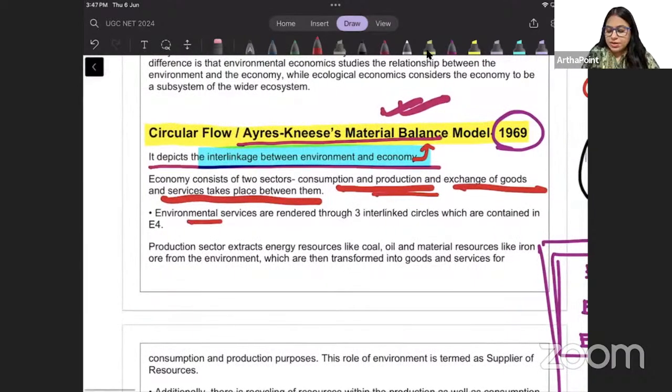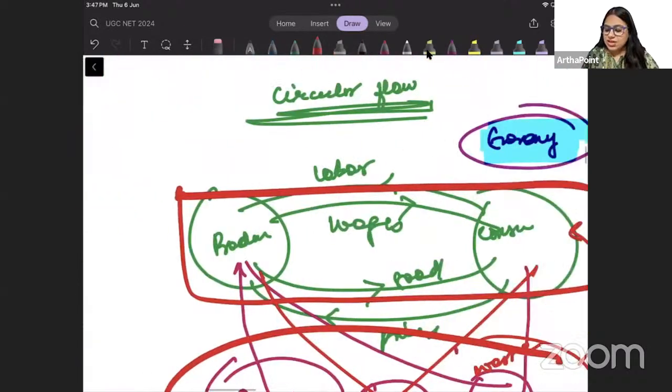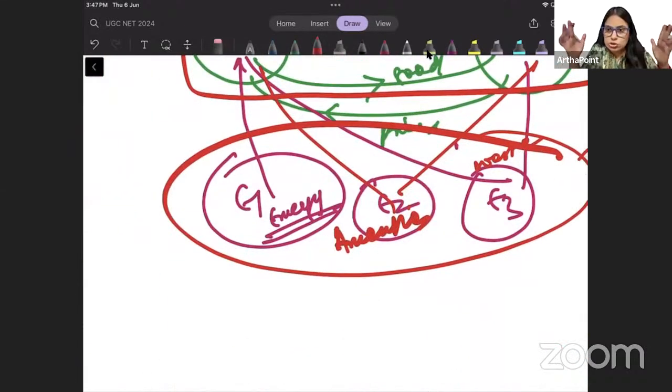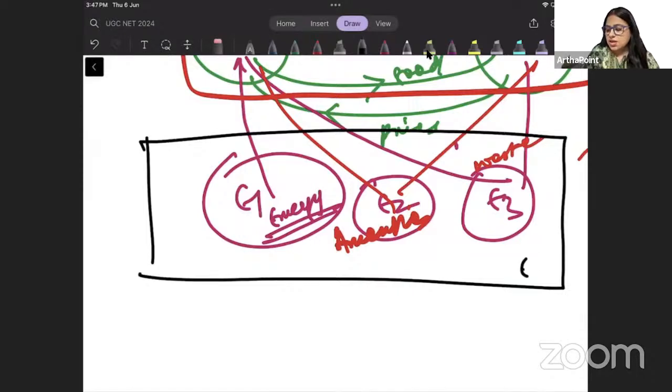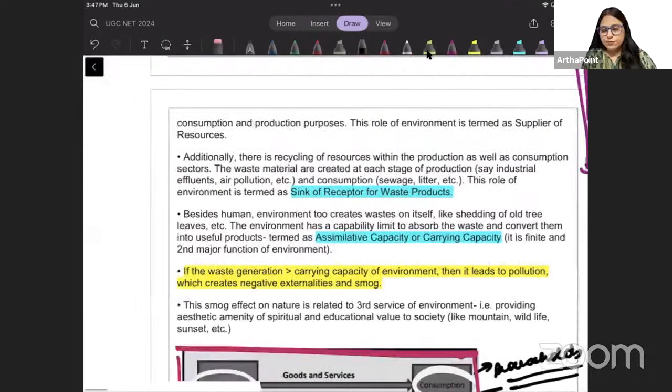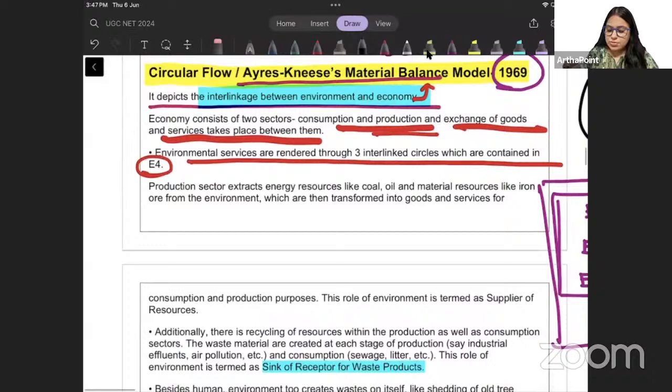Okay. Environmental services are rendered through three interlinked circles which are contained in E4. So E4 is that environment is a composite good. E4 just depicts that environment is providing these three kinds of service and we call them under E4. Okay, try to see, beta.